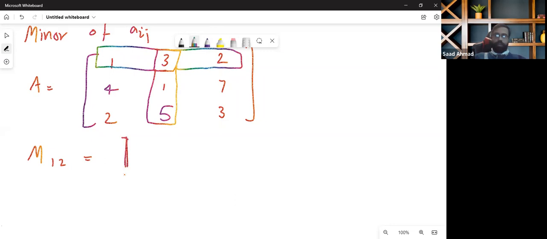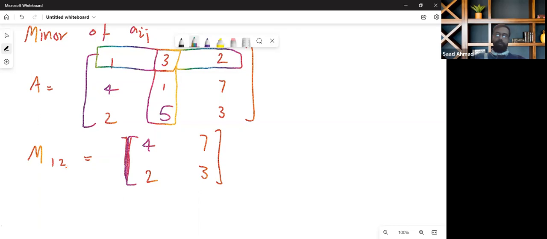Let's do the determinant for the remaining. So what's left? 4, 7, 4, 7, 2. All right. So then you find the determinant of this thing.